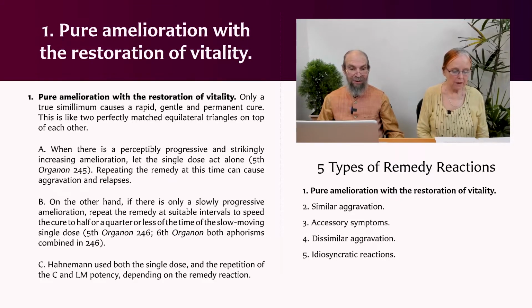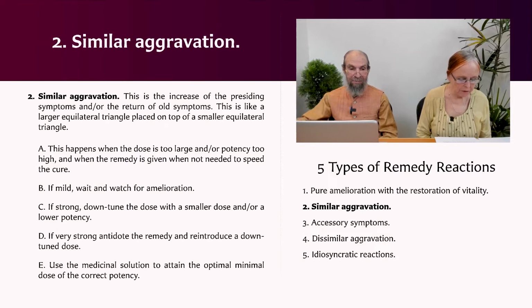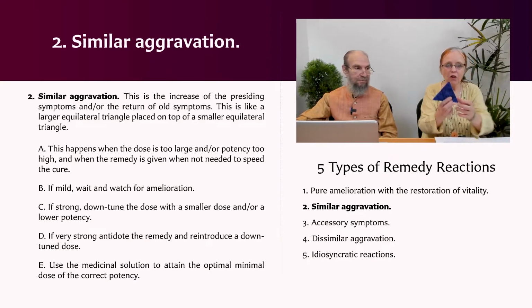So now we move on to point 2. Number 2, remedy reaction. This is similar aggravation. This is the increase of the presiding symptoms and or the return of all symptoms. Now this is like a larger equilateral triangle and a smaller equilateral triangle. Here you see, if you take the natural disease, which is represented by the red triangle, and you place it in the center of the larger blue triangle, the blue rims, the edges sticking out, represent the similar aggravation.